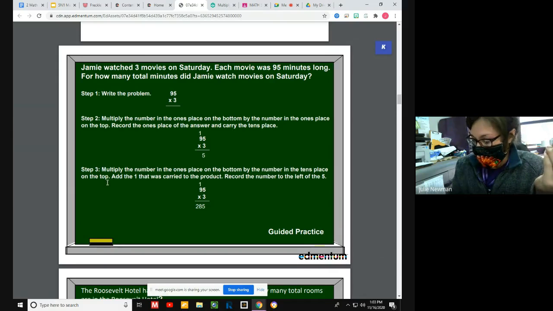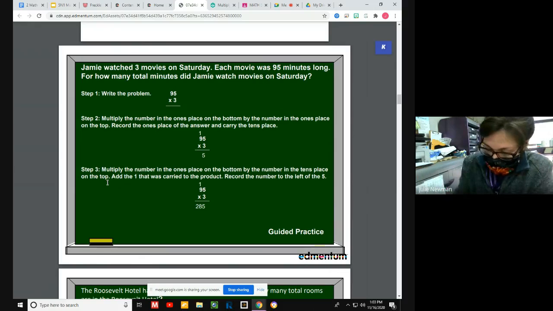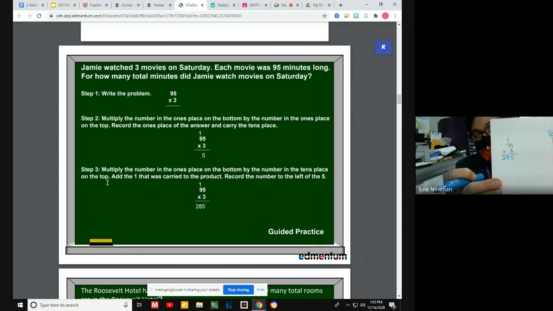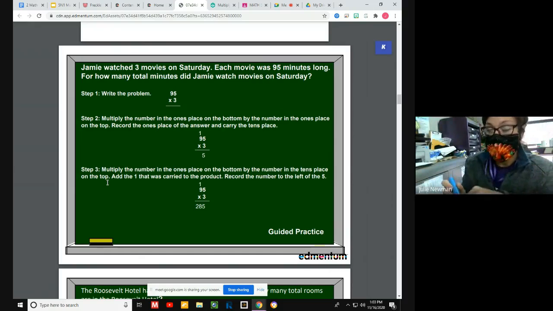So, let's finish this one. So if we take 3 times 9, which would be 27, but then we have to add that 1 from the tens place, would be 28. And so we get a number of 285, which is the total amount of minutes Jamie watched TV on Saturday. Okay.